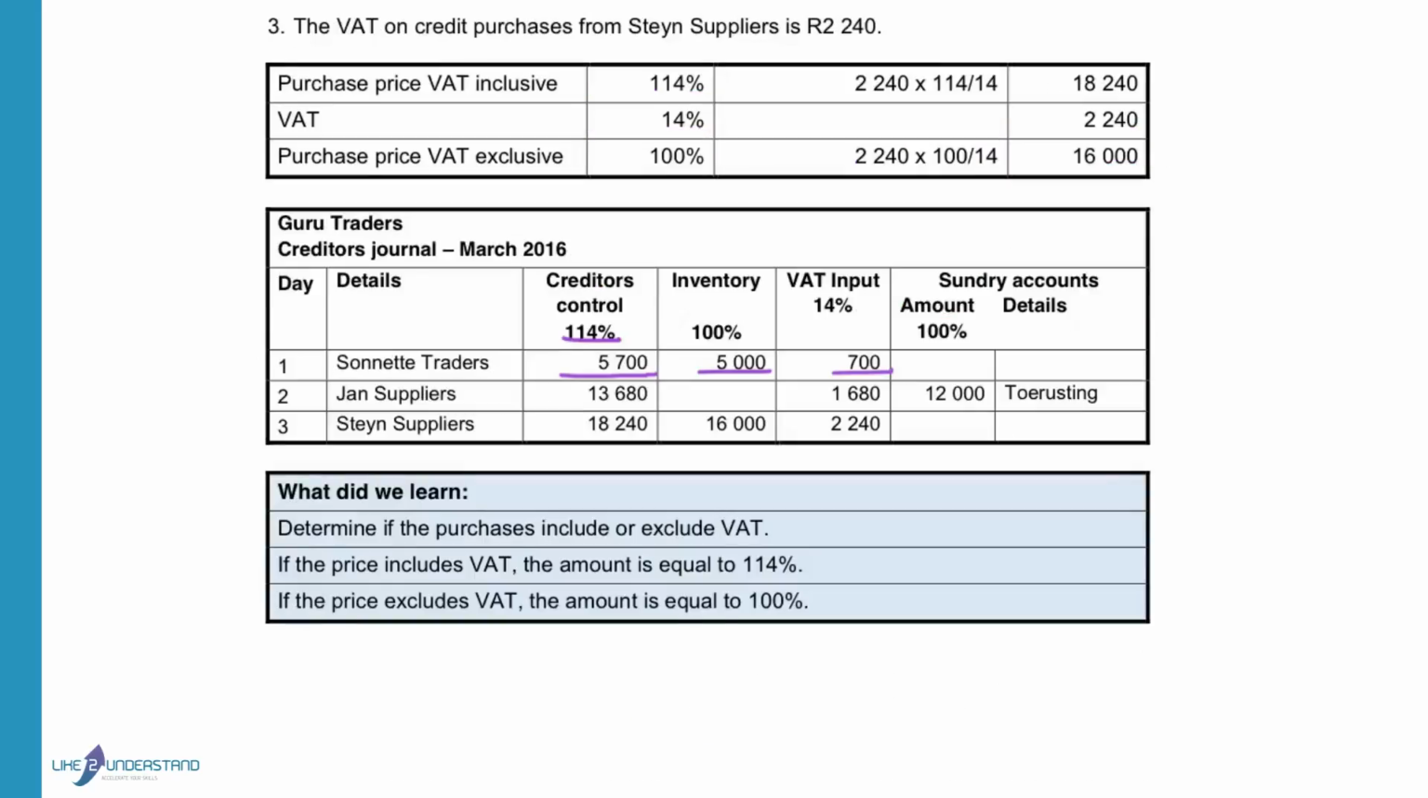We will show in the sundry columns that we bought equipment for 12,000 and we calculated that the creditors is 13,680 and that the VAT input is 1,680. So the total amount owed to creditors includes the VAT and the purchase price.